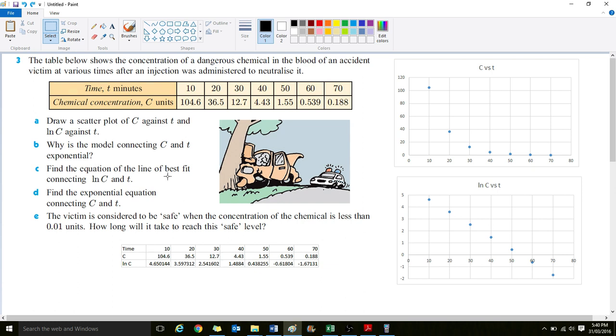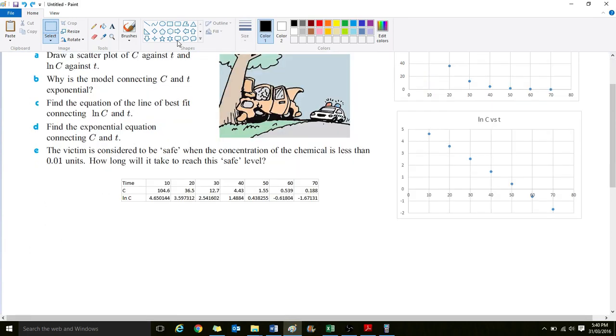Find the equation of the line of best fit connecting ln C and T. Okay, so this is just doing some basic operations, finding our equation of a line. So what we have at the moment is ln y. We're trying to find the equation of this line here in this function. So the way we're going to do that is we're going to say ln y is equal to mx plus c, okay, where m is the slope and c is the y-intercept.